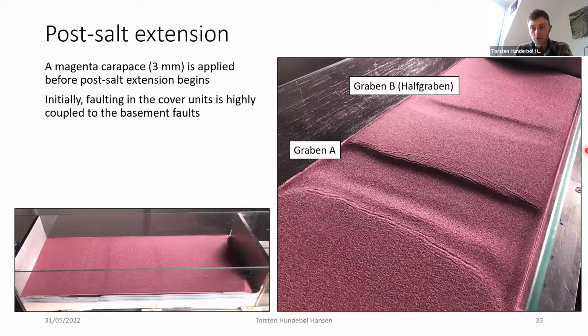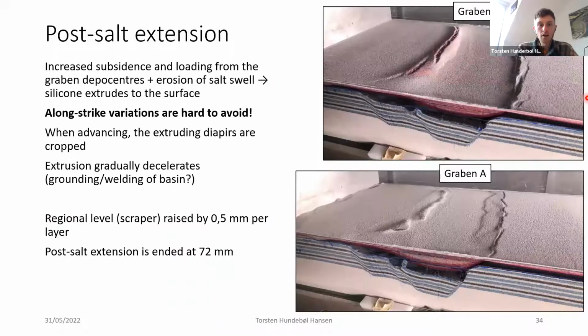On top of that, when it was flat, we put a thin carapace, magenta colored, and started even more extension rifting. You see the effects of that here, coupled faulting in the beginning at least. And then eventually we get upslope diapirs on the slope here of graben A, and sometimes they would pour out so much silicone I would have to cut away a bit.